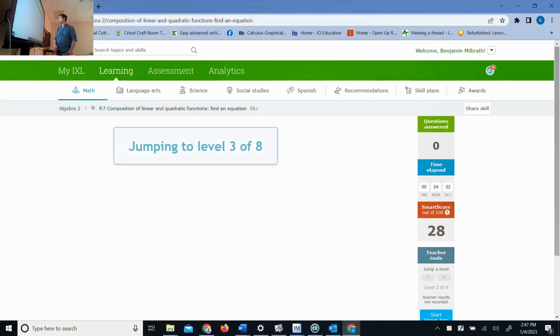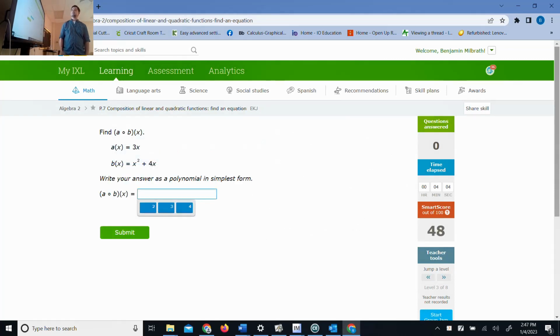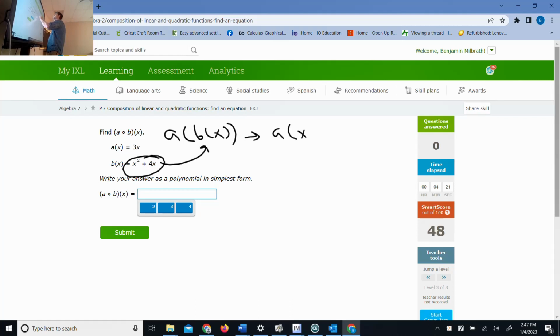Bump it up a level, level 3. I honestly doubt it's gonna get that much harder. A of b of x. And again, that would be A composed of b of x. So b of x again is x squared plus 4x. And you don't have to write this stuff down. This is what I'm hoping helps you understand what you're doing. That's why I'm doing it.